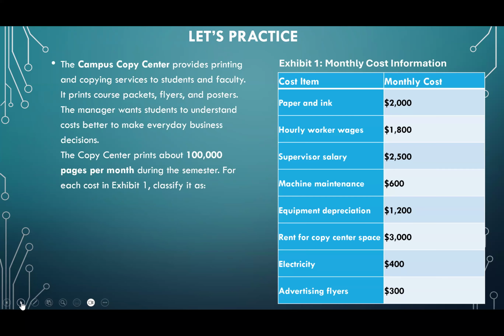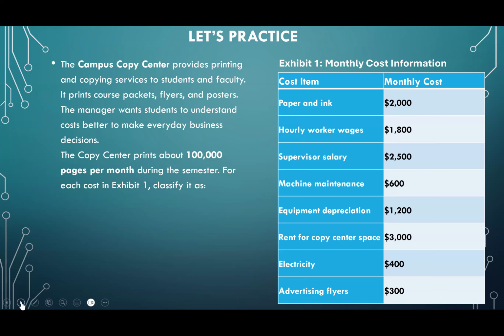So now here I am giving you a simple example of a campus copy center. Sorry, copy center, not coffee center. Here is a copy center that provides printing and copying services, right? So they can make several different types of products.